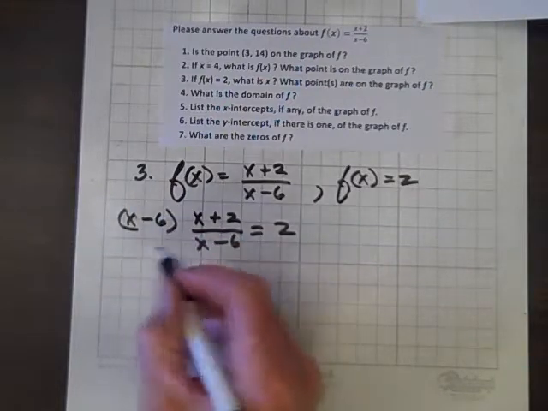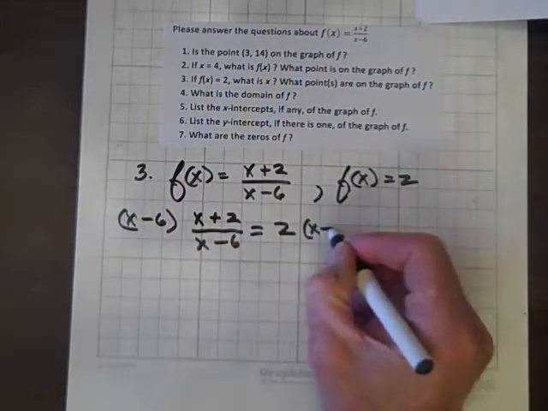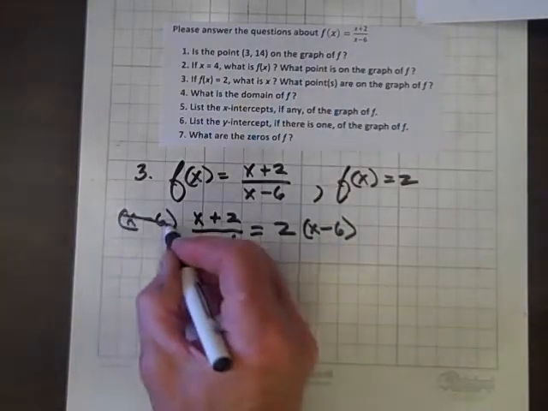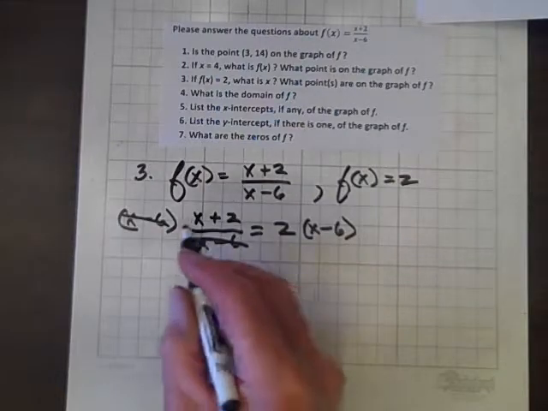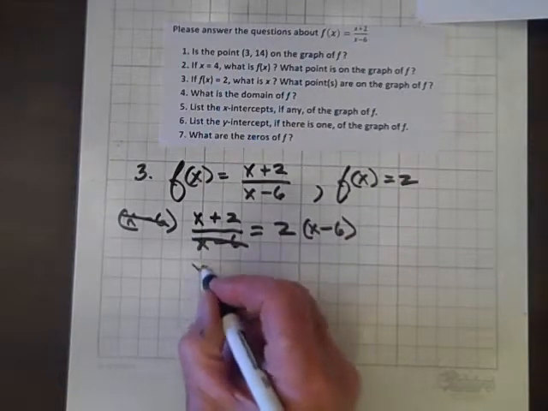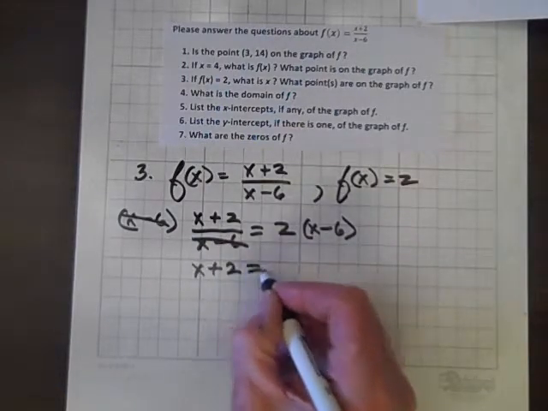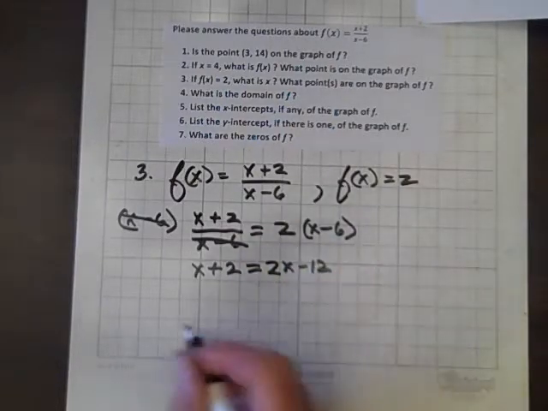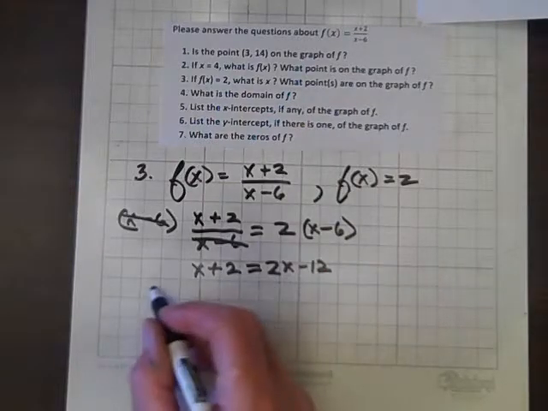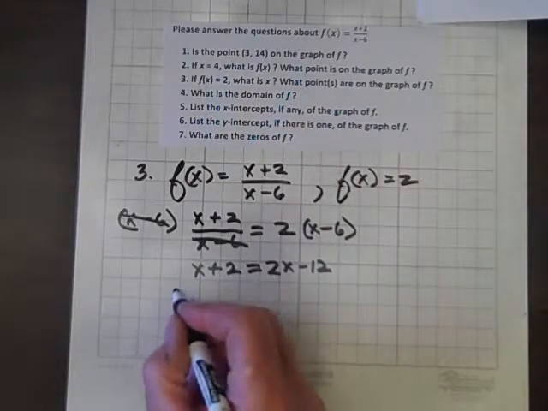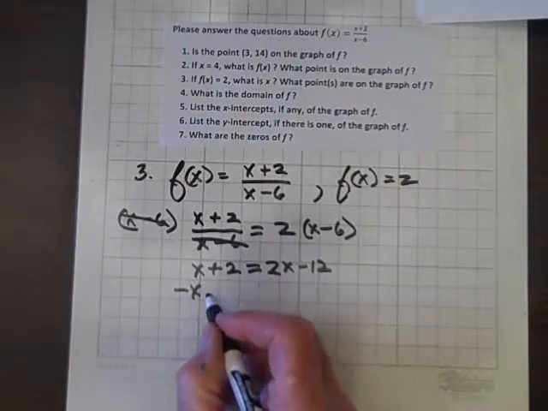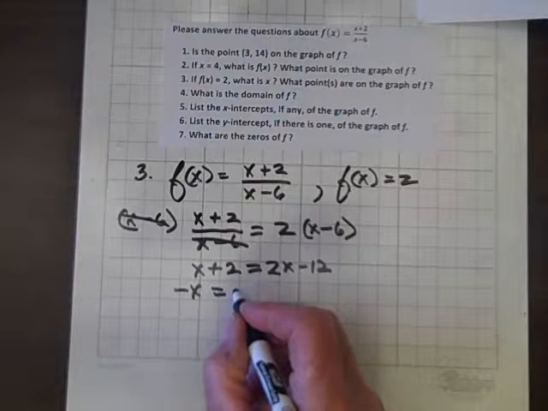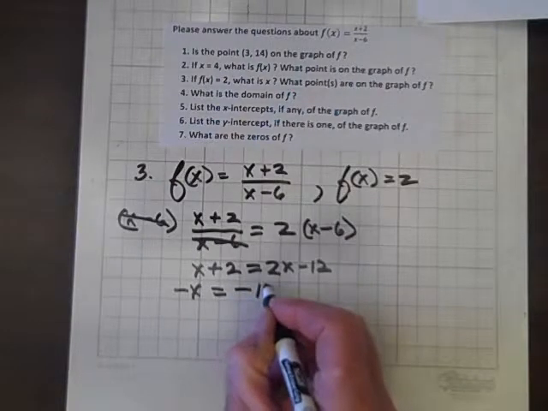And if we multiply one side by x minus 6, we must multiply the other side by that. Now the product of reciprocals is 1, and 1 times x plus 2 is x plus 2. And distributing the 2, we get 2x minus 12. Now subtracting 2x from both sides, x minus 2x is negative x, and subtracting 2 from both sides, negative 12 minus 2 is negative 14.